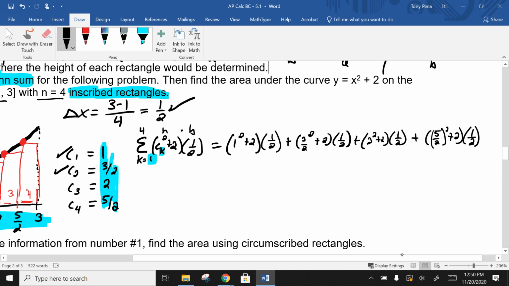Every single one of these, all we are doing is taking the height times the base. So this right here, this is going to give us the area of rectangle number 1. This would have given us the area of rectangle number 2, number 3, and number 4. And then when we add them all up, that should give us that overall area, at least as an approximation.